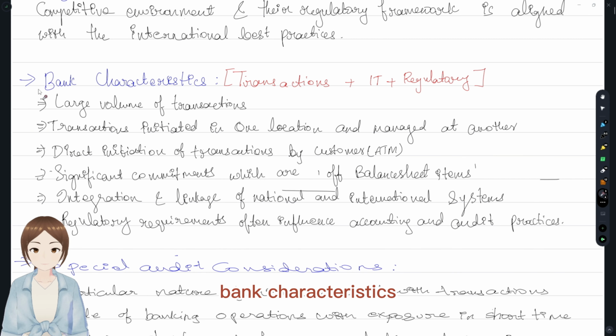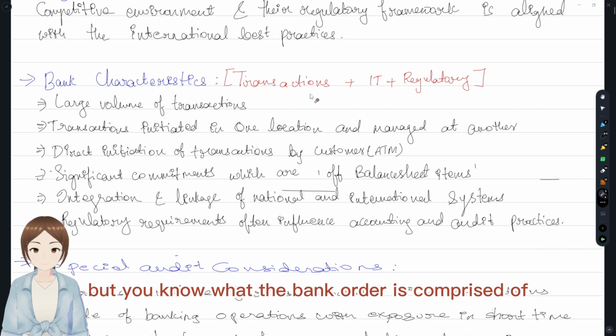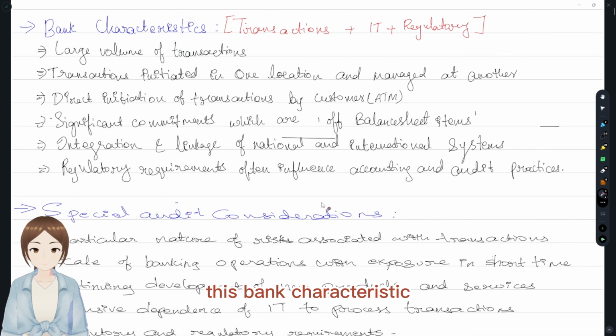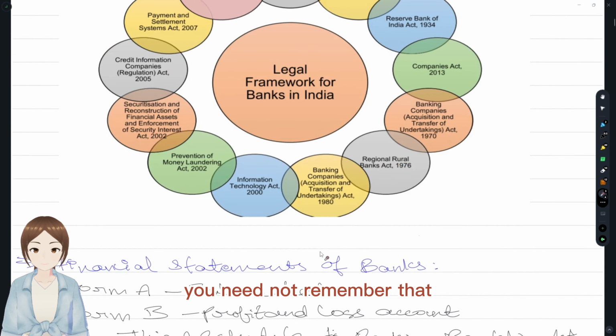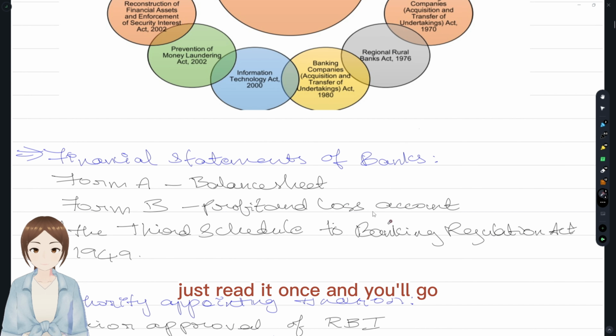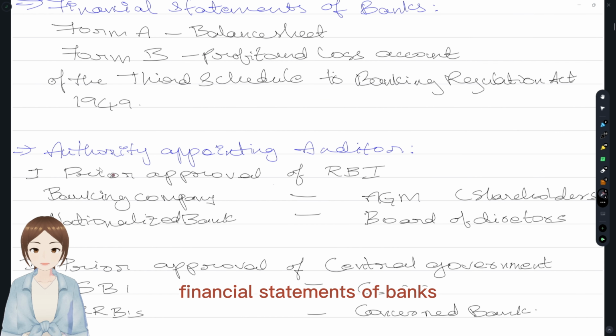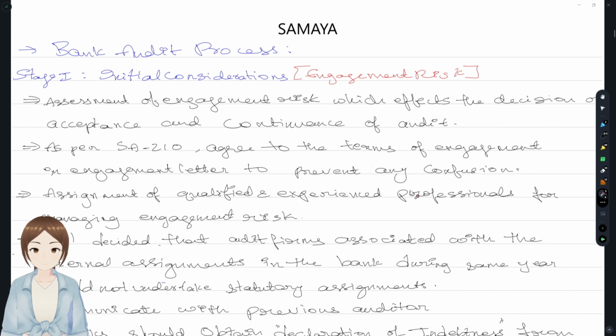You see here, bank characteristics. It is so much important, not as a direct question, but to know what the bank audit is comprised of. This bank characteristics, something that's important, and this is not important. These elements, you need not remember that. Just read it once and you'll go. Financial statements of banks and appointing authority was important. And bank audit process, just read it 1 week before the exam, and you need not remember that.